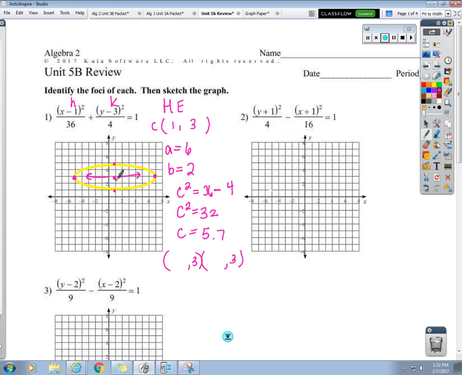So if we're at 1 and we go right 5.7, where will that land us? 6.7. If we're at 1 and we go left 5.7, where will that put us? Negative 4.7. So those are your foci points, and that's really what the question was asking for. So that would be the answers you'd look for.